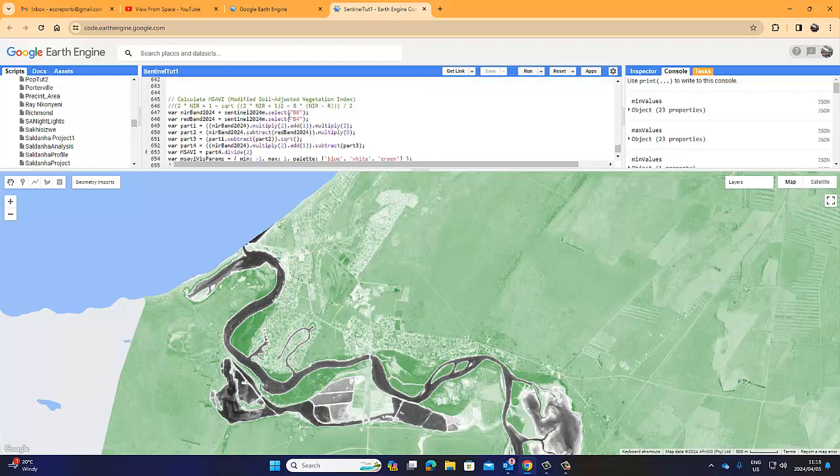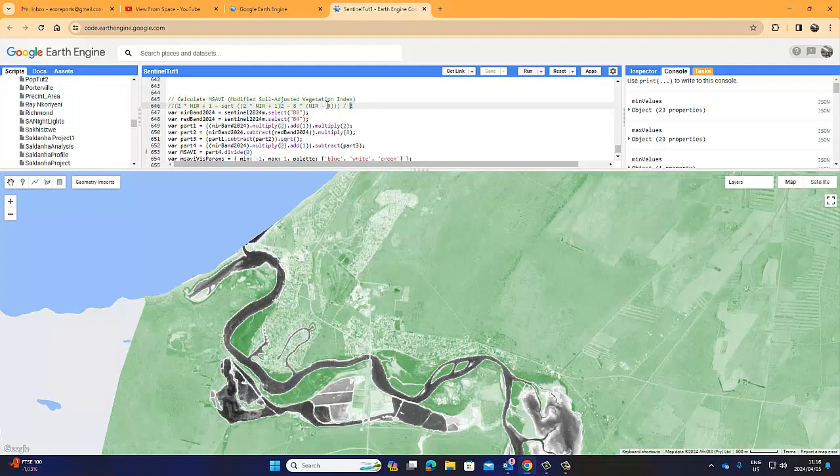The last one that we've done, and again, this is the last one in my range, but there are many more, is what we call the modified soil adjusted vegetation index. Now, this is quite a formula. There is the formula: 2 times near infrared plus 1 minus the square root of (2 times near infrared plus 1) squared minus 8 times (near infrared minus R), all this divided by 2.